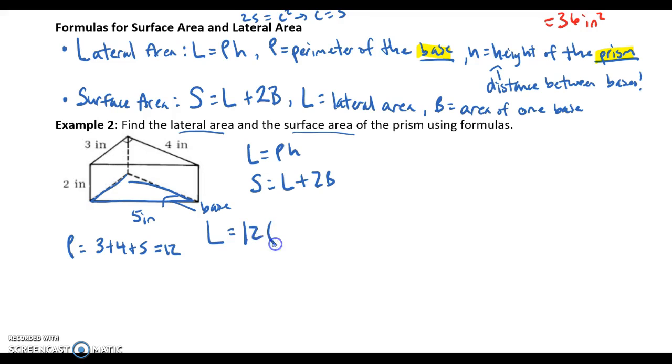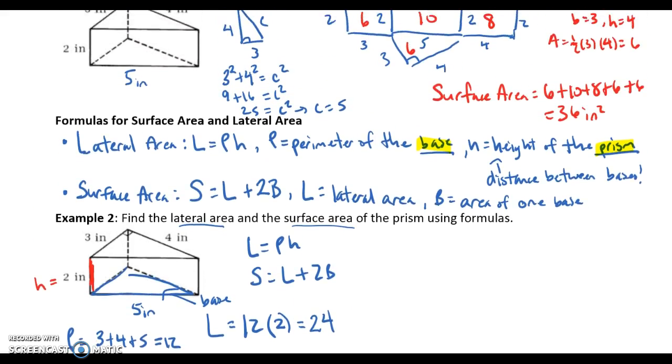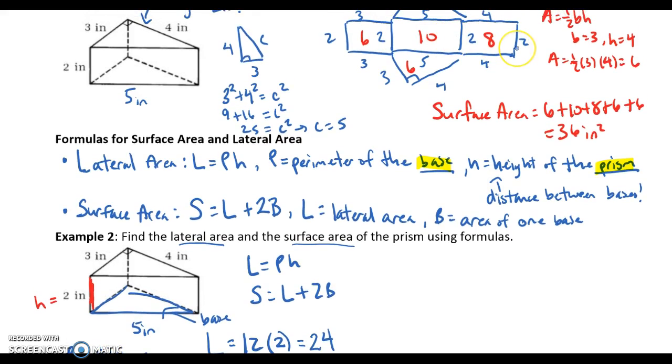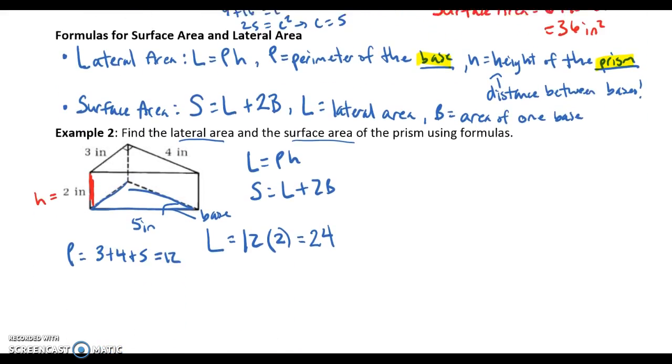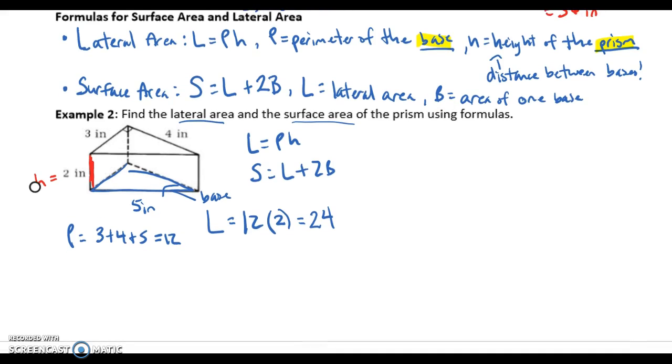So that's going to be 12 times. And then the height, remember the height's the distance between the two bases. So that perpendicular distance is 2, and that's supposed to be an equal sign. All right? So height is equal to 2 inches. So plugging that in, my lateral area is 24. Okay? And see, this is actually working out because if I just add 6 plus 10 plus 8, that's also 24. So you'll see they both are the same. It's again area, so I'm going to use square units.